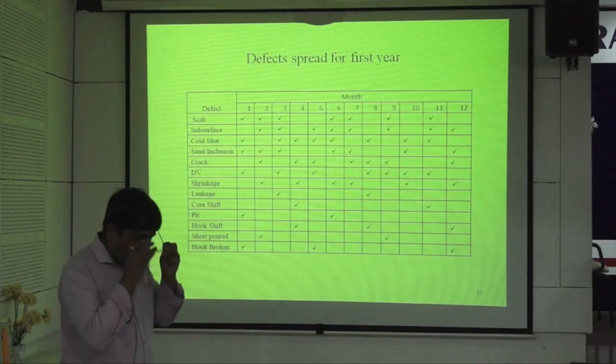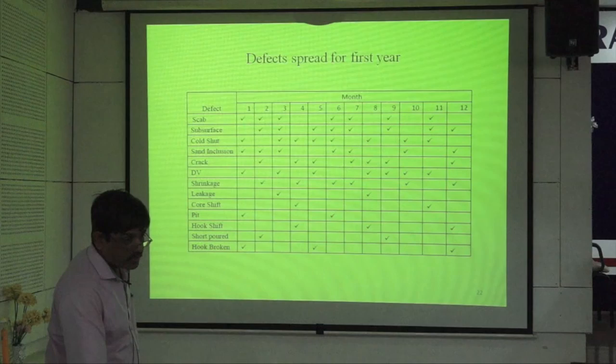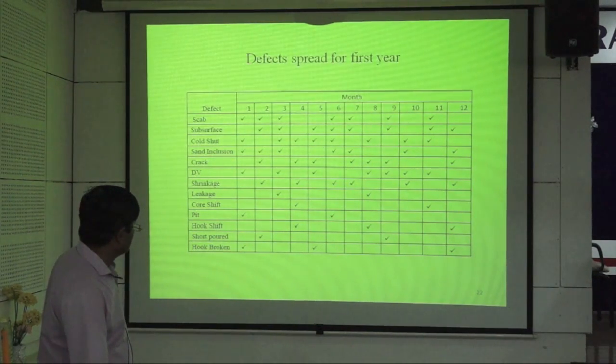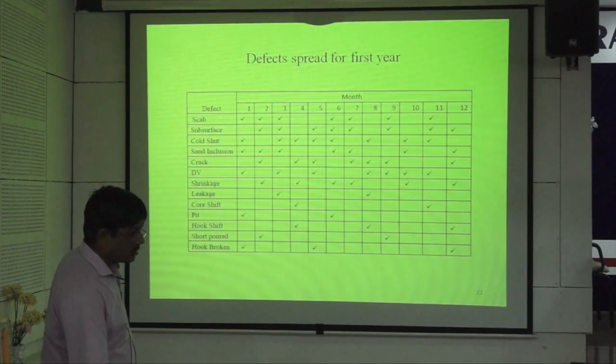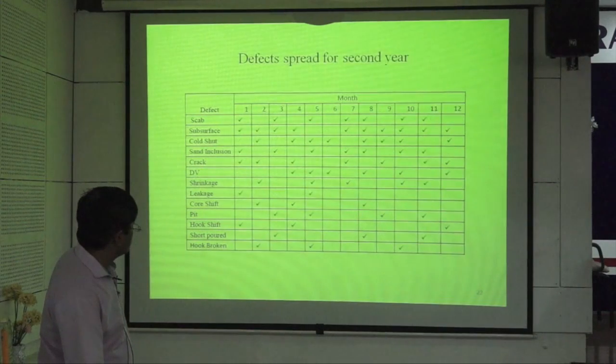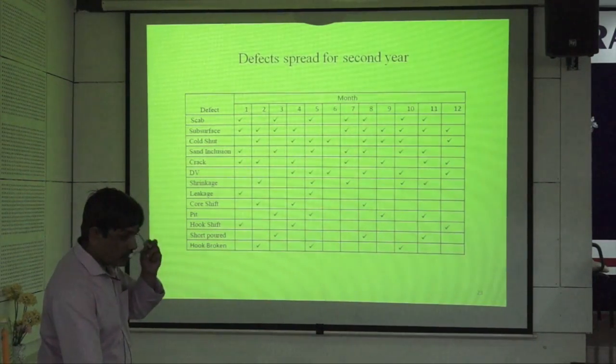So I analyzed the data. Month 1 is January. Yes, ma'am, month 1 is January. One is from March to March, the financial year. March to March. So where do you find the rejections are high? Which type of rejections are high?